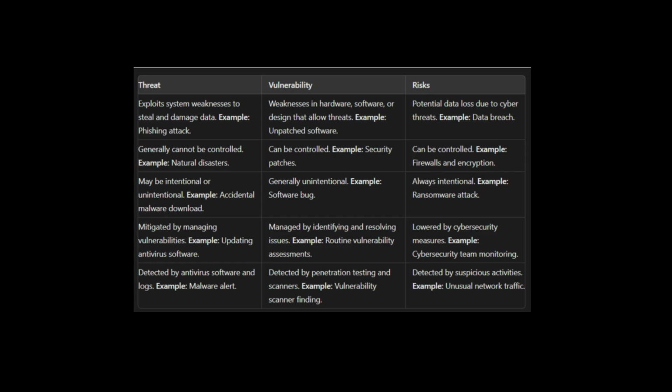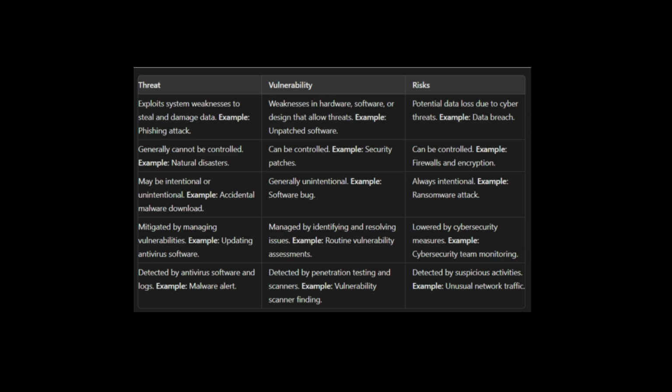So threats generally can't be controlled. For example, a natural disaster. Vulnerability can be controlled. For example, we have security patches for the vulnerabilities in some version of the application. Risks can be controlled. For example, we can make use of firewalls and encryption methods to make it more secure. So the third point here is that a threat may or may not be intentional. For example, sometimes we accidentally download some malware, so that is not intentional.